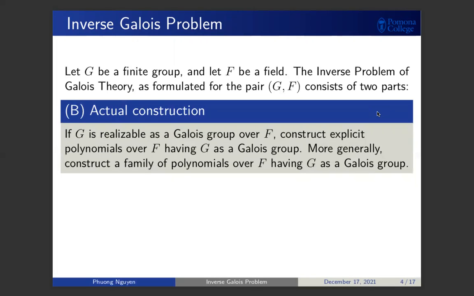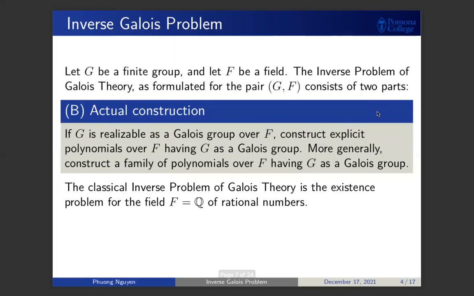The other part is called actual construction. If G is realizable as a Galois group over F, construct explicit polynomials over F having G as a Galois group. More generally, construct a family of polynomials over F having G as a Galois group. The classical inverse problem of Galois theory is the existence problem for the field F equals Q, which is the field of rational numbers. This is the base field that we will be focusing on in this presentation.